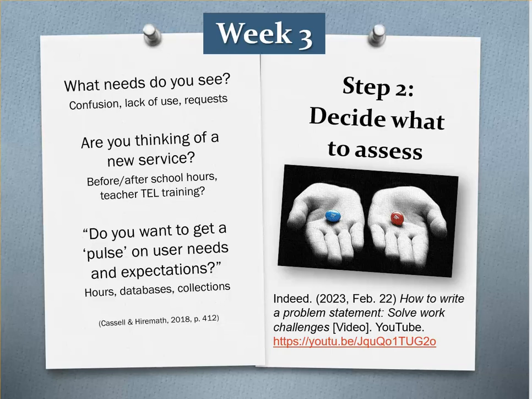Do you want to see, like, for instance, look at the left here on the slide. What needs do you see? Confusion, lack of use, requests. Maybe there's a terrific database and no one uses it. Or maybe there's a Tennessee history biography flyer or handout or opportunity for you to go in a classroom and talk to them about the resources. So, what are you seeing that's wrong? What's going on that's making you think should be an area to assess?